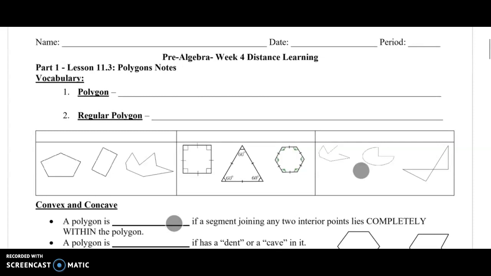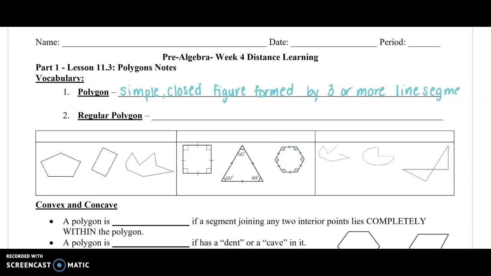The first one is just what is a polygon, and it is a simple closed figure formed by 3 or more line segments. And we just call those line segments, we would just say sides, right? Formed by 3 or more sides. But it's important to say line segments because they do need to be straight line segments.